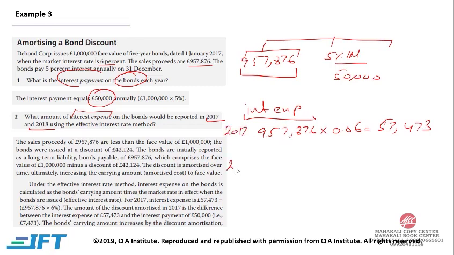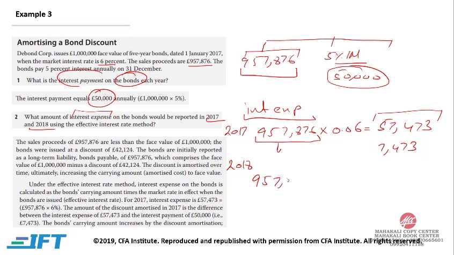Now in 2018, what will be the interest expense? Now out of 57,473 that we need to pay as our interest expense, we only paid 50,000. So the extra 7,473 would be added to our proceeds because we are unable to pay 7,473. So our liability is going to go up. So the liability increases by 7,473. So 957,876 plus 7,473.